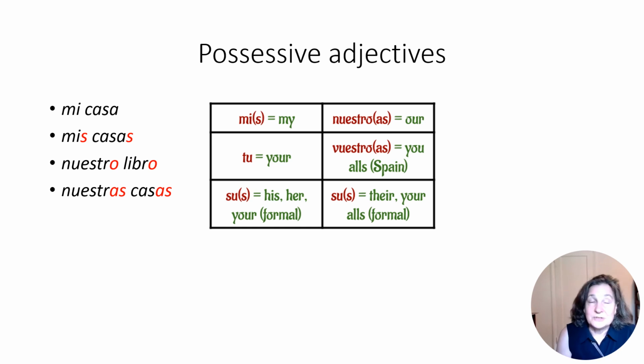It could be his house, her house, their house, your house. You have to tell from context, or you might have to add some additional information like su casa de ella, so we know it's her house.